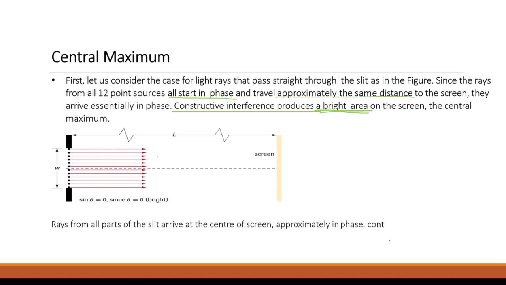So notice here, all 12 travel the same distance, uninterfered, with nothing affecting their distance, so they all travel the same distance to the screen. There's no sense of diffraction or anything, and so they arrive at the center of the screen, constructively interfering and making the brightest part of the entire strip.